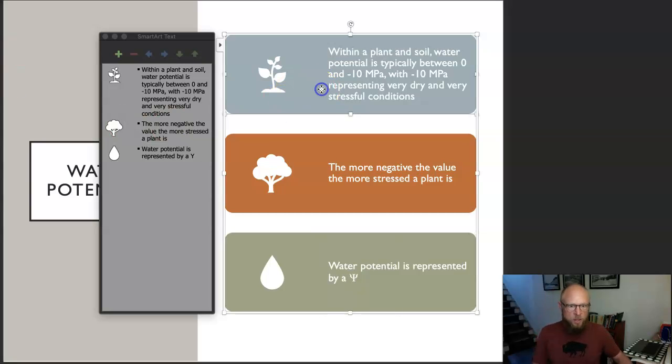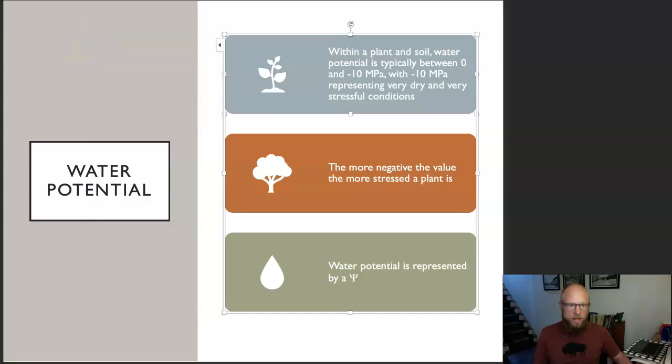Okay, so let's get rid of that. All right, so within a plant and soil, water potential is typically between 0 and -10 megapascals, with -10 representing very dry, very stressful conditions.